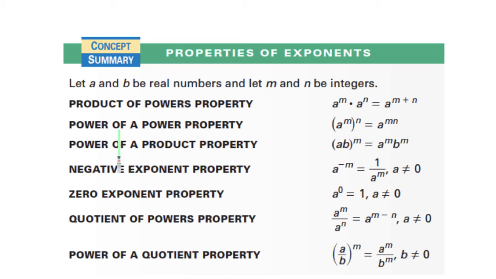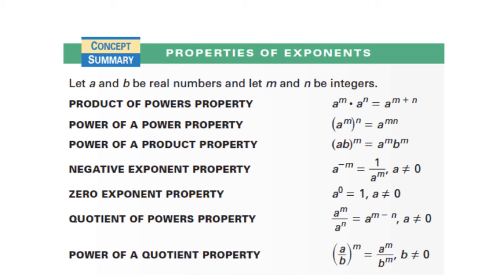If it's a power of a power, then that means I'm going to multiply the exponents. So now I have a parenthesis here; in the previous one I didn't have a parenthesis, and this one I do. So I'm multiplying m times n. If I have the power of a product property, so (ab) to the m, that means I'm going to apply that m to everything inside, variables and numbers.